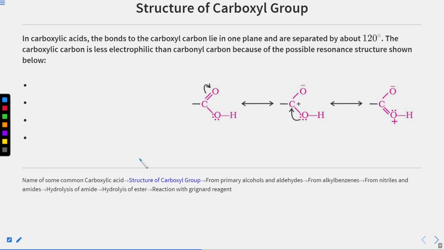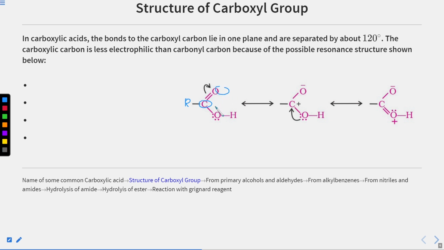Next, let us move to the structure of carboxylic acid. If you look at the structure of carboxylic acid, this is the structure. We can have an R group here. Now this structure is planar in nature. What does it mean? It means that all the substituents of this carbon, not the adjacent one, only this carbon, the substituents that are directly attached to this carbon are on the same plane.